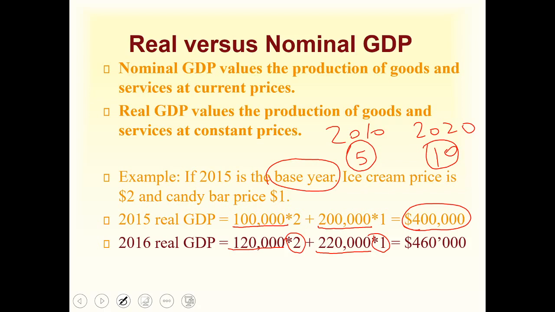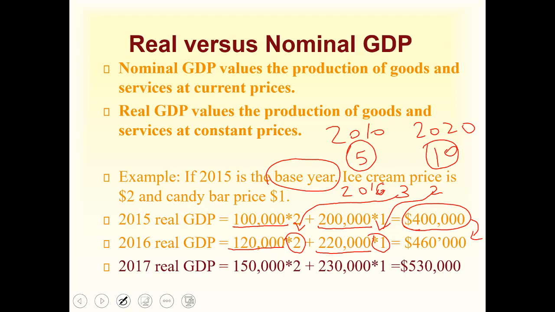So if the price level for ice cream in 2016 was $3 and for candy bar was $2, we did not multiply the ice creams by $3 and we did not multiply the candy bars by $2. If we did that, we would have gotten the nominal GDP and not the real GDP. So real GDP increased from 400,000 to 460,000. So there was a real increase of $60,000 to the GDP.